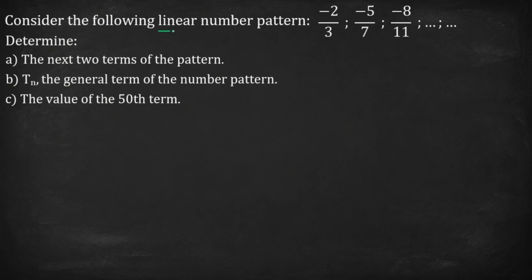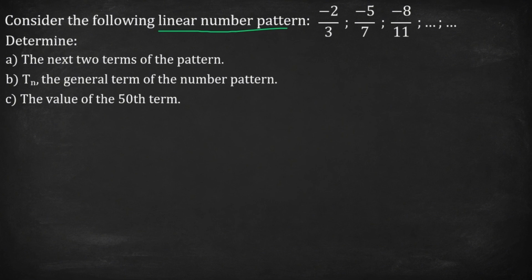But look here, it says that this is a linear number pattern. That means that the difference between the consecutive terms will be constant, meaning they will be exactly the same. Okay, so just take note of that. Part A of this question says that we need to find the next two terms of the pattern.